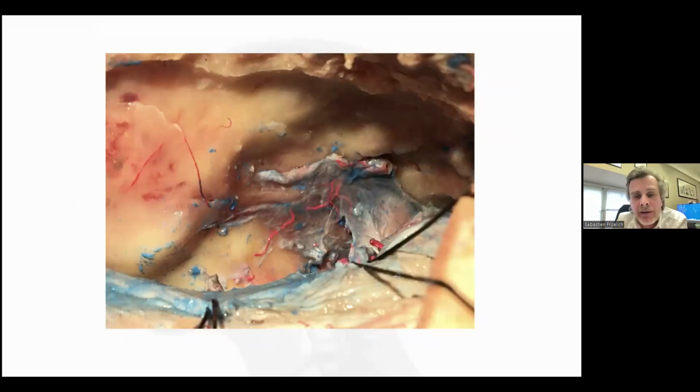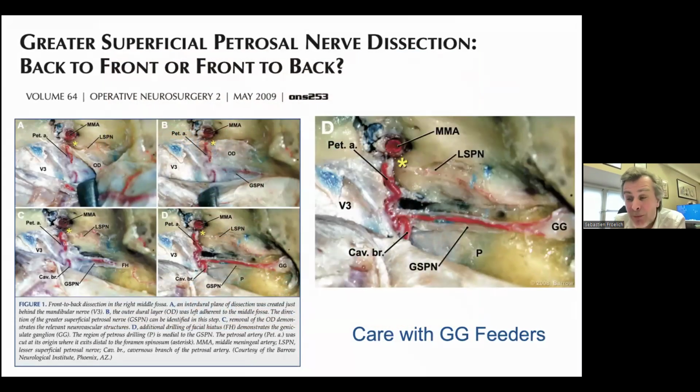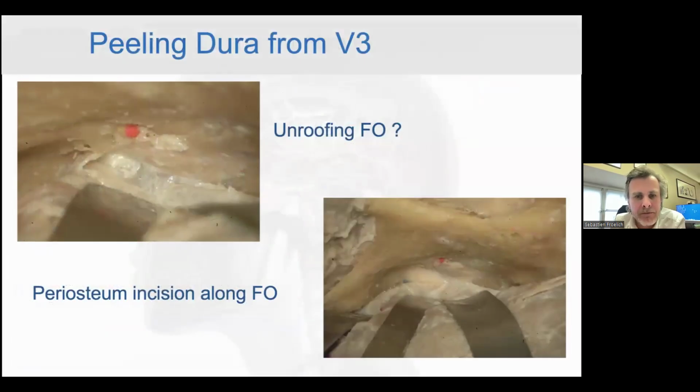This is a cadaveric dissection. Where is GSPN? Not so easy. Between those bundles of periosteum, well, GSPN was here. So this is why you need to help yourself with a stimulator, monitoring of the facial nerve.